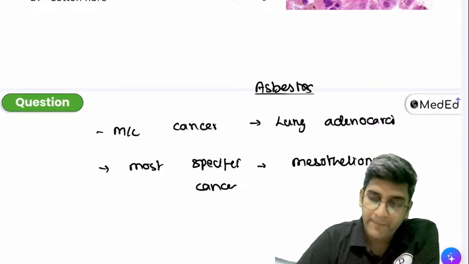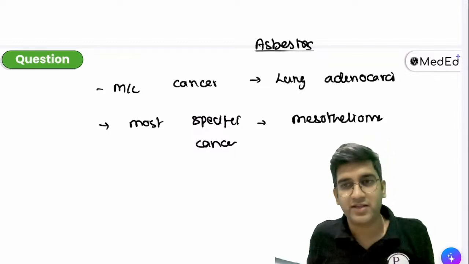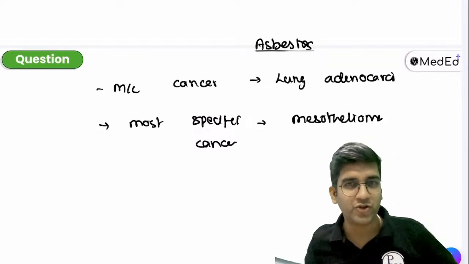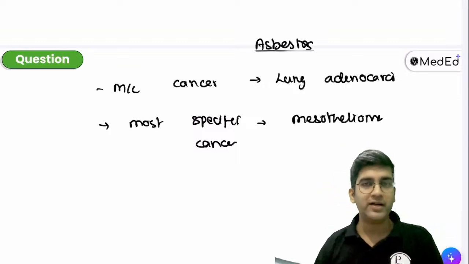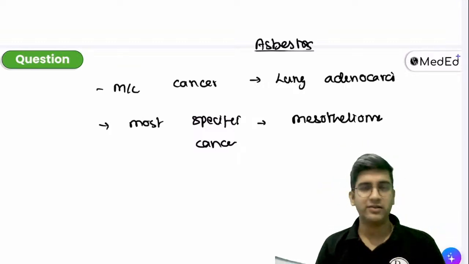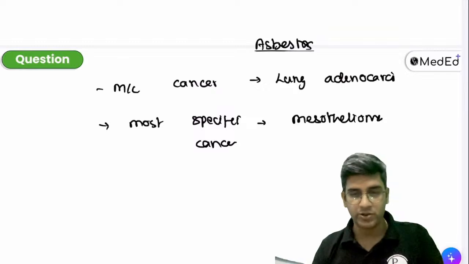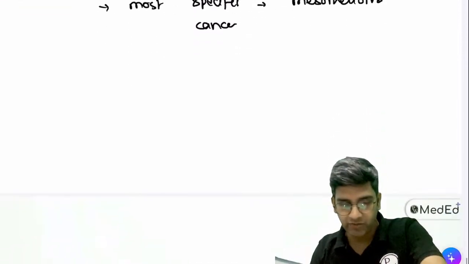Okay, mesothelioma will never happen in less than 60 years of age. 60 years is the minimum requirement for mesothelioma because it's a very long pathogenesis, right? Once you see mesothelioma, some amount of asbestos exposure will be there. Without that, mesothelioma will never happen. That's why it's a very, very specific thing for mesothelioma. Fine. Okay, that's about asbestos, and we have come to the end of the T&D.